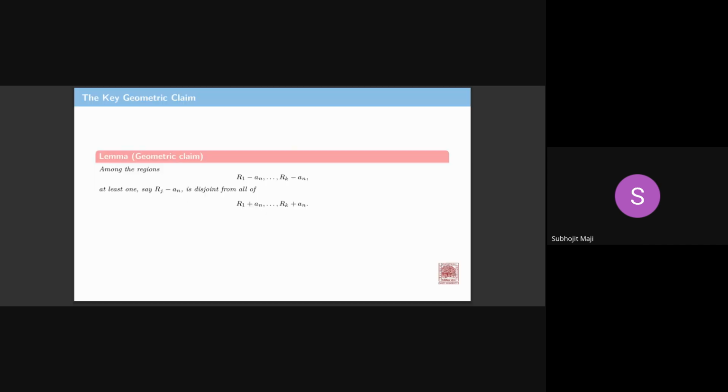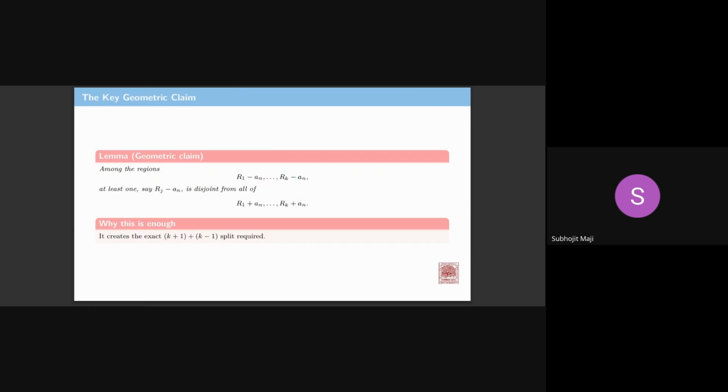Okay, moving on. So the key geometric claim is that among these regions R_1 minus a_n to R_k minus a_n, at least one of them, say R_j minus a_n, for some index j, is disjoint from all of these: R_1 plus a_n, R_2 plus a_n, up to R_k plus a_n.